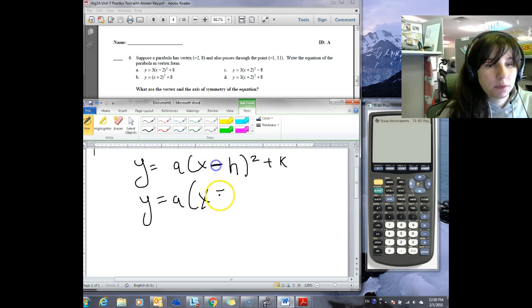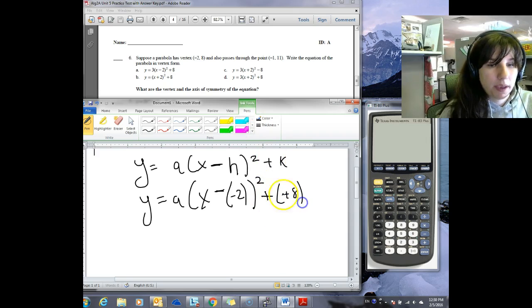So this minus is part of the formula. So what I'm plugging in is a -2. And then the same thing, this positive is part of the formula. What am I plugging in? A +8. So just be careful with your signs. So it's going to be x plus 2 squared plus 8.